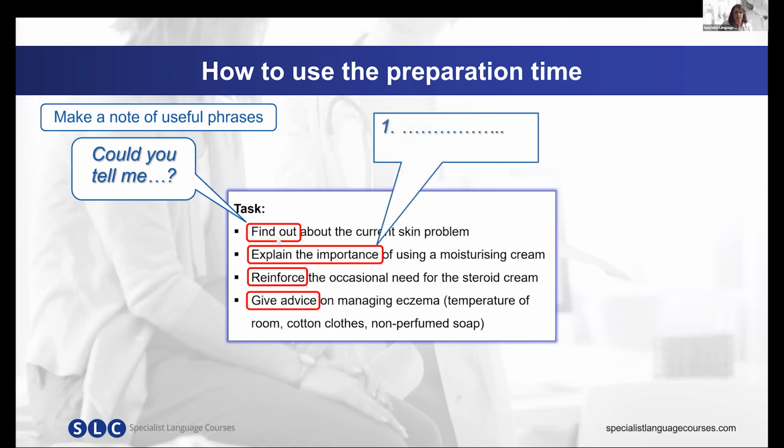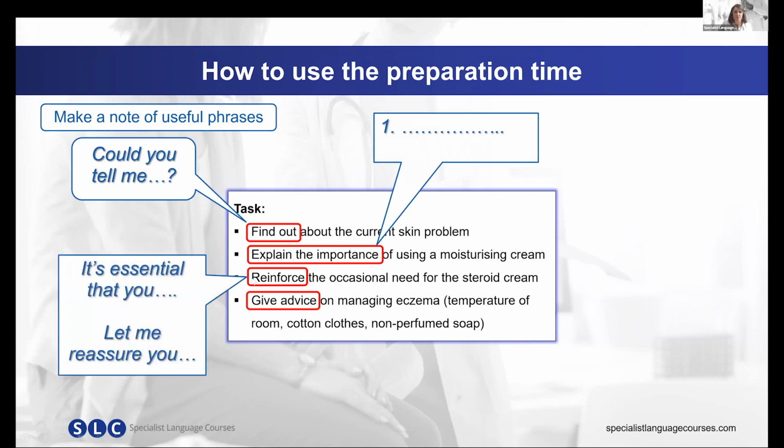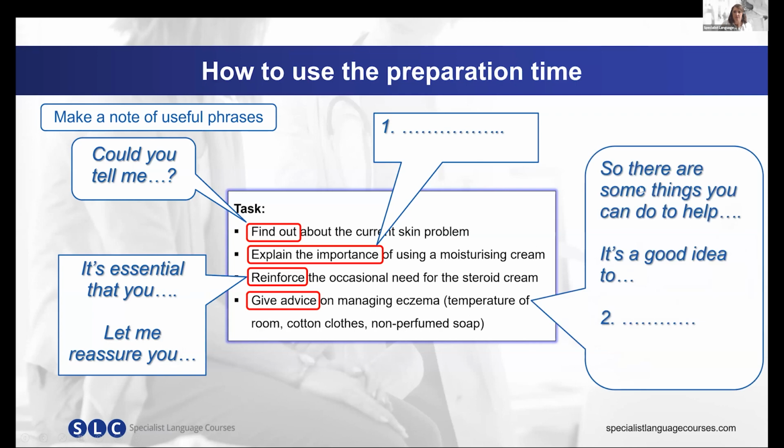For this one, we have explain the importance of. So this is where we're going to come to you again. So in the chat box, please, can you think of a phrase that you could use for explain the importance of? Let's give you a few more examples on the screen to help you along. For reinforce, we have got it's essential that you, and let me reassure you. And for give advice, we've got, so there are some things you can do to help. It's a good idea to, and we have a gap.